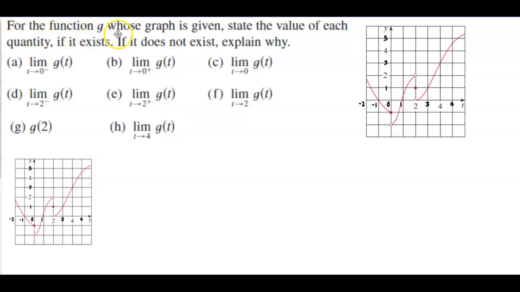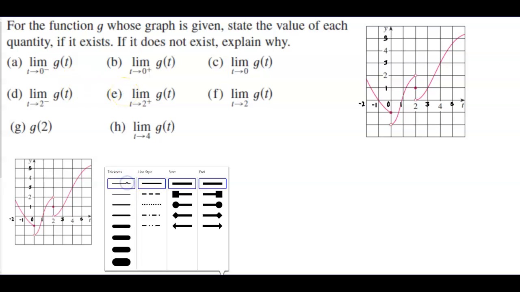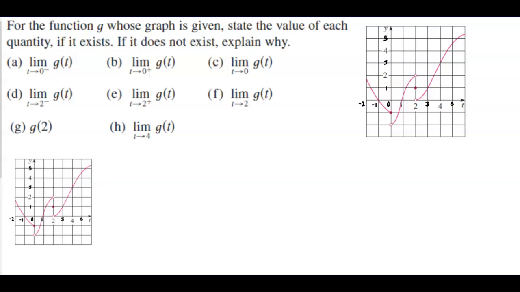For the function g, whose graph is given, state the value of each of the quantities if it exists. If it does not exist, then explain why. So for part A, we want to find the limit of g of t as t approaches 0 from the left. As t is approaching 0 from the left, this function is approaching what value? Well, we can see that it's at -1, so the answer for part A is -1.